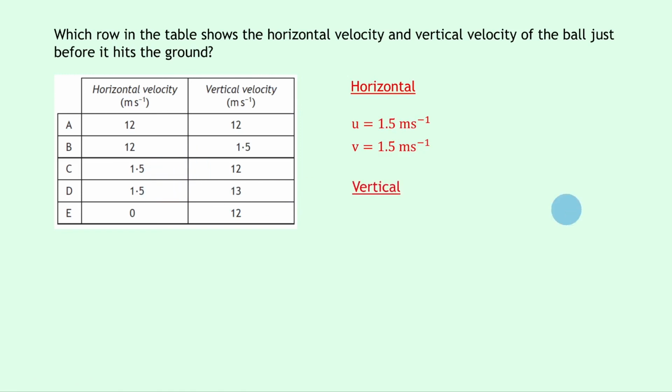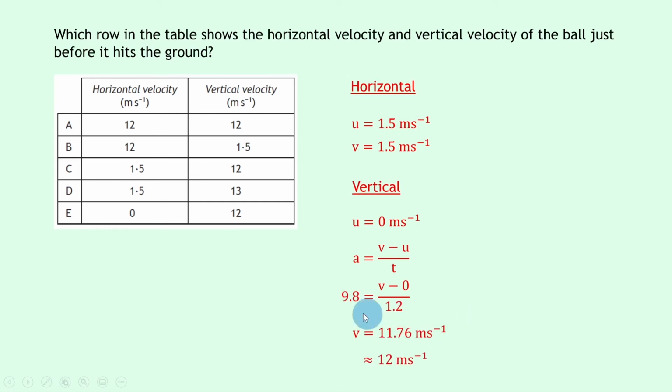For the vertical motion, however, the initial velocity is 0 meters per second because when the object is projected horizontally to begin with, it's not started travelling vertically yet. And we can say the acceleration a is equal to v minus u over t, and subbing in the numbers we get 9.8 meters per second squared for the acceleration due to gravity is equal to the final vertical velocity v minus 0, which we just said up here, divided by the 1.2 seconds for the projectile to hit the ground. So if we cross multiply here, 9.8 times 1.2 gives us v, which is 11.76 meters per second, which we could round to about 12 meters per second. So this gives us 1.5 and 12, which is an answer of C.